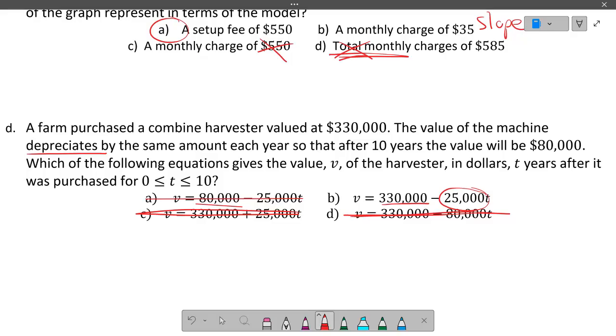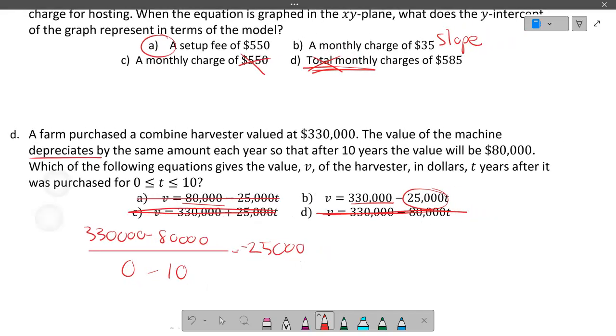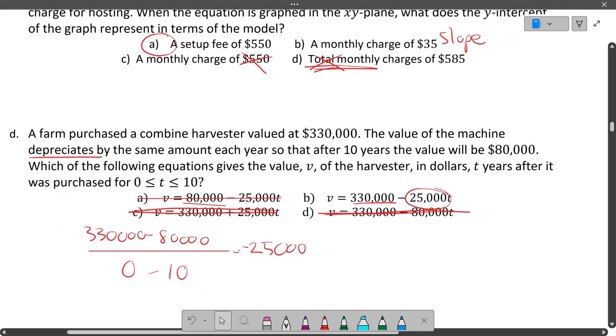Okay, so we take our initial amount and subtract our final amount. So the change in the y values, the change in the cost, divided by the change in the time from 0 to 10. So then we're going to get a rate of change of $25,000 per year. Actually, this should be opposite because it's negative: 0 minus 10 and then negative 25,000. There we go. Okay, so that's how we can determine what our options are.